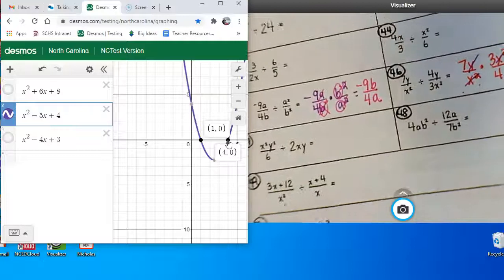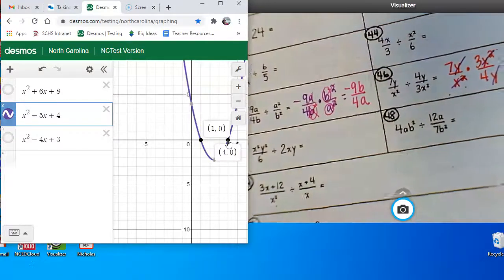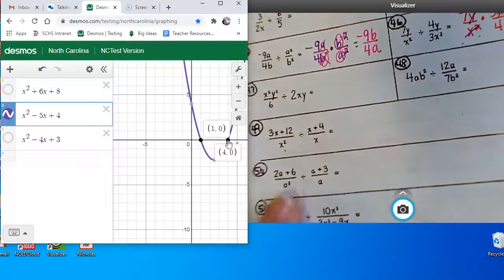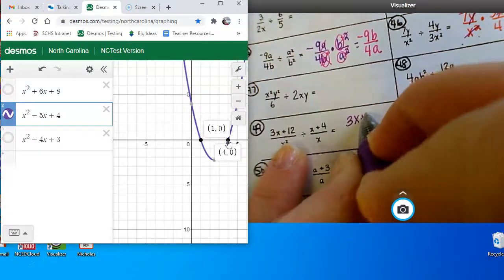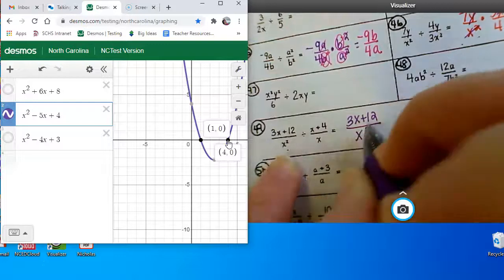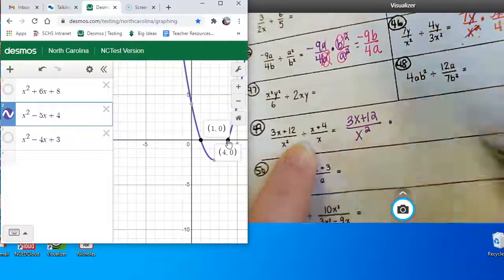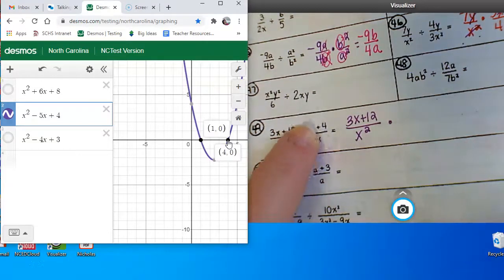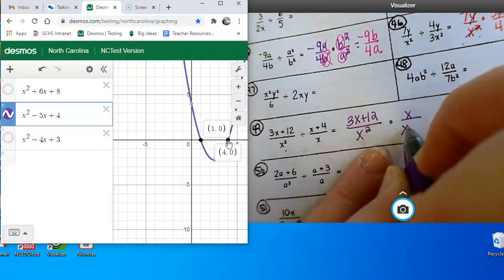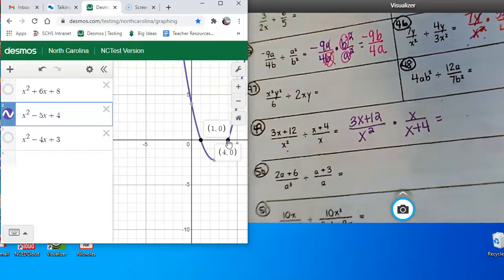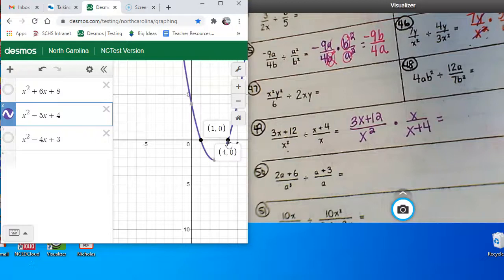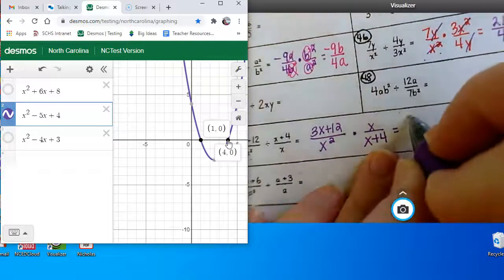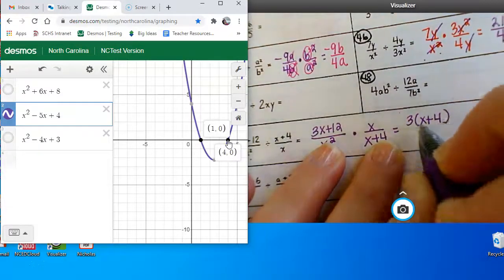Okay. I'm going to leave a couple for you to try. Let's look at 49. So 49, we've got 3x plus 12 over x squared. Change it to times and flip it. X over x plus 4. Now, before I just start getting rid of things, I do need to decide if there's anything that needs to be factored. And on this problem, that 3x plus 12 has the greatest common factor of 3. So I am going to factor out a 3 on that part of it.